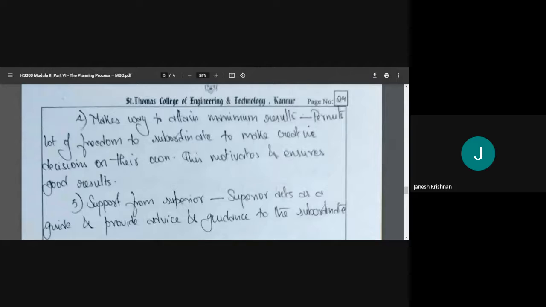So he can do some creative work. Okay, I need to leave early today, so I'll take extra hours tomorrow and make it up. So subordinates are given the opportunity to do so.